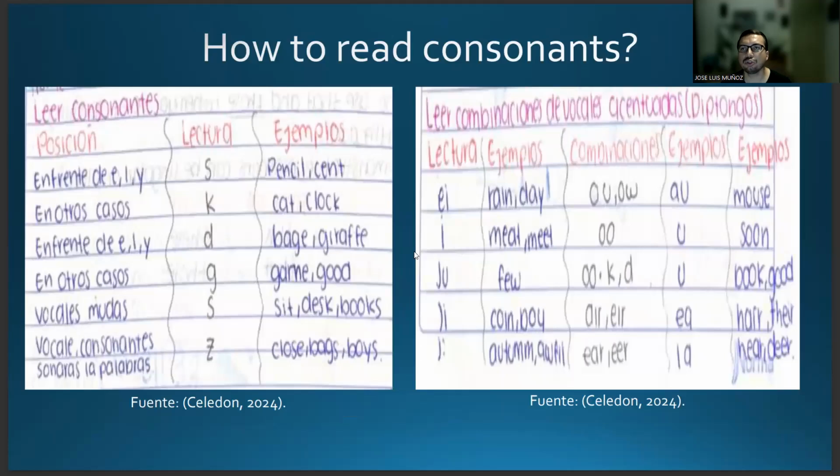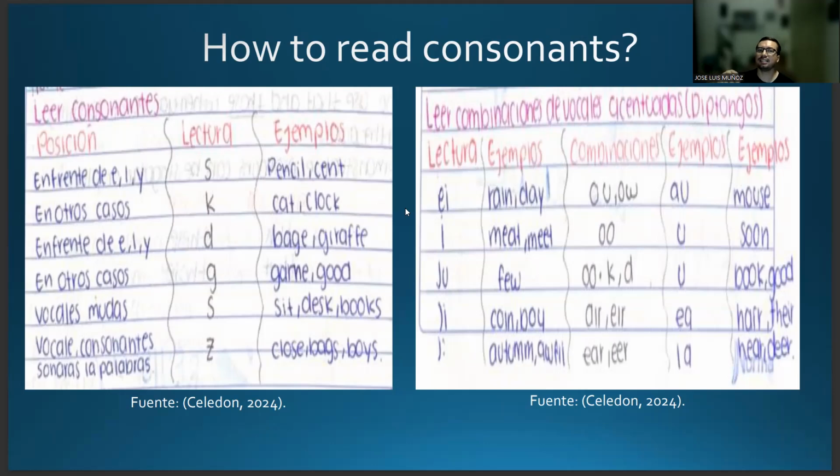Then we have how to read consonants. Here we have, for example, E, I, Y, S. For example, we think that it's like an S, but it's a Z. So we could say pencil, like the sound of an S. Pencil, not pen, pencil. Then we have scent.